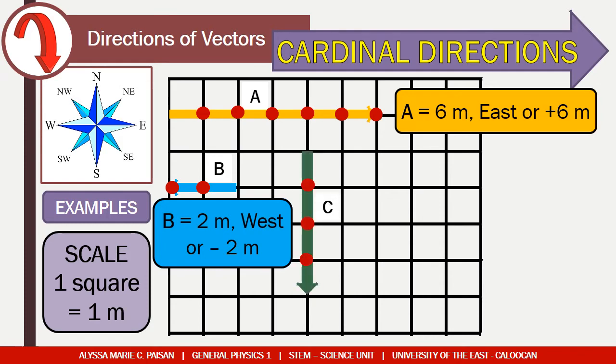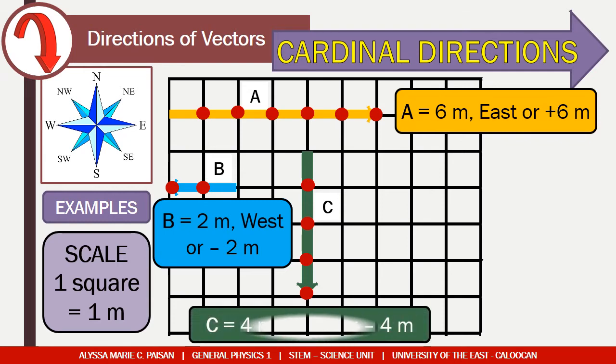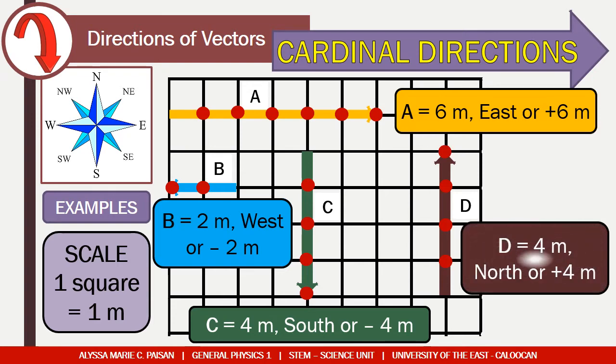Let's count again. 1, 2, 3, 4. So, this one is a vector that is going to the south. We can write vector C as C is equal to 4 meters south or negative 4 meters. And then lastly, we have vector D. 1, 2, 3, 4. And then we can write it as D is equal to 4 meters north or positive 4 meters.